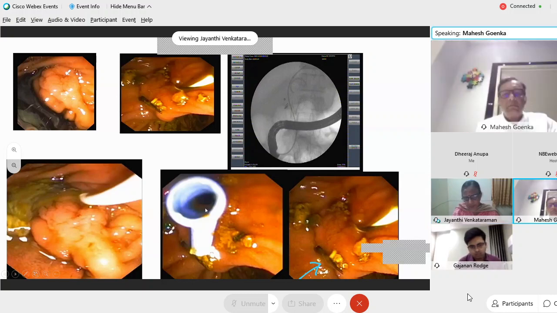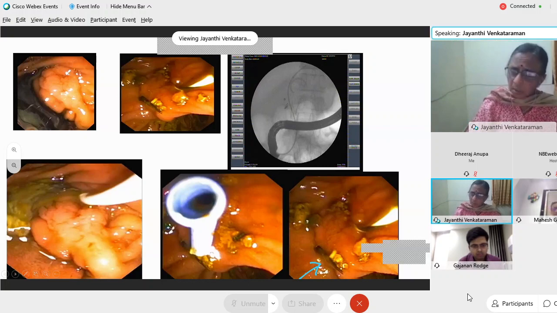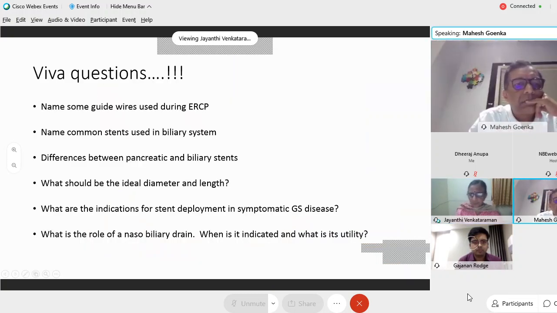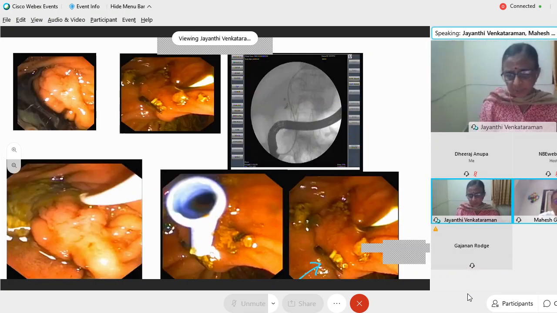By its side, a 10 centimeter long stent was placed. The plan is, after 3 months, not 3 weeks, sorry, to try to remove the remaining part of the stent. You can see there's a residual stent on the left side, in the left duct. Okay. So, Dr. Mahesh, can you just highlight some of the important issues in this case?